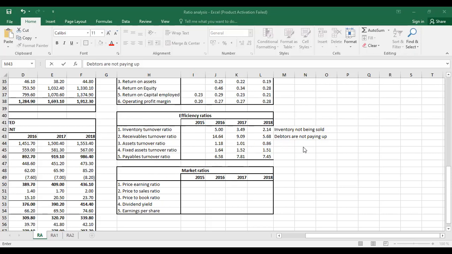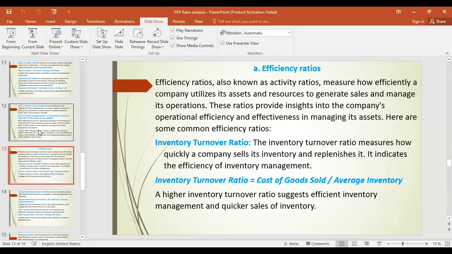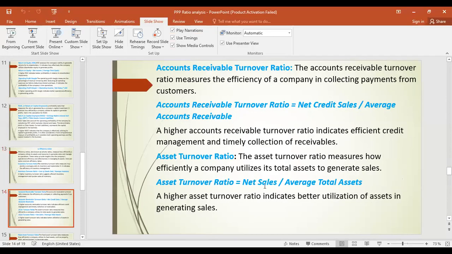Even our asset turnover is reducing. Our fixed asset turnover is also reducing. It means maybe, for example, our assets are depreciating, so they are reducing. Our assets actually should be reducing, and the turnover should increase. It means we are not fully utilizing the assets, as you can see here. Higher asset turnover indicates better utilization of assets to generate sales. It is over average total assets, and this one is over average accounts receivable.